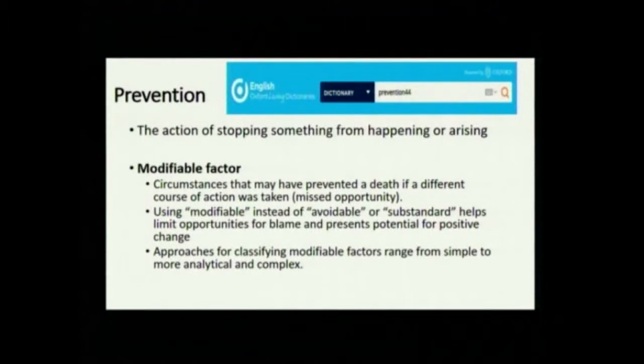And if you look at the word prevention, by the Oxford Dictionary, prevention means stopping something from happening or arising. So in the context of today's talk, it is preventing our fetuses from dying. And there are modifiable factors that we use. Sometimes we use the word preventable factors, meaning that we can prevent if we have taken another course of action, or we do a particular thing because we want to limit the opportunities for blame and present potentials for positive change in our practice. And again, we look at the preventable factors and we can classify them as simple and complex. The simple is what you and I can initiate. The complex is where we may need our political masters to help us.